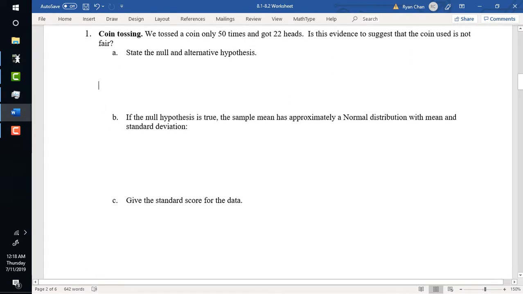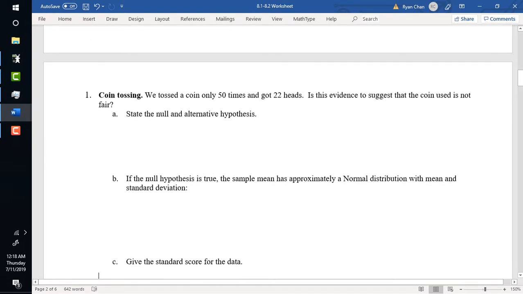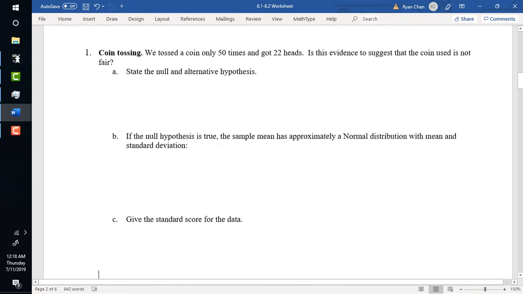Okay, so it says we toss a coin only 50 times and get 22 heads. Is this evidence to suggest the coin used is not fair? It says state the null and alternative. So this one's a little tricky because they actually don't give us P, but we have to realize, if we use common sense, that if I flip a coin, it's always going to be 50% heads or tails. So theoretically, if I flip a coin, it should be 50%. So my null is going to be P is equal to 0.5.